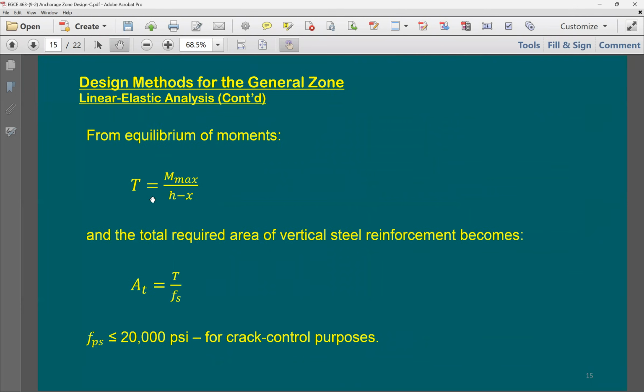Here's the equation. Here's M max, right? It is going to be equal to the tension force multiplied by H minus X. Once you find this tension force, what do you do? You divide it by Fs, and Fs is going to be limited to 20 psi, just to control the crack.